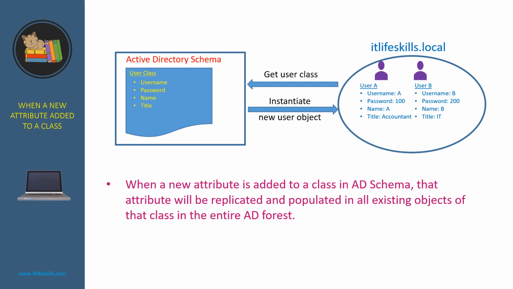For example, in the user class, now we add a new attribute, project code. The project code attribute will be replicated and populated to the user A and user B and all new users created in itlifeskills.local domain.